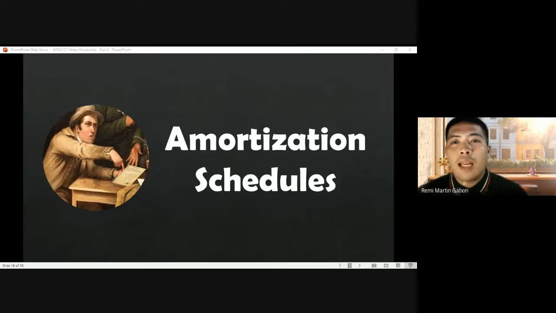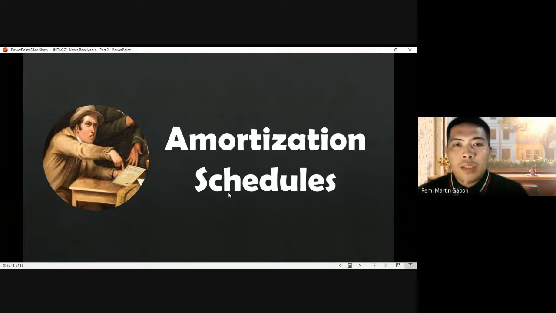Para mas madaling alalahanin the difference ng future value at present value, ganito na lang. Gumawa ka na lang ng simple question. Future value, how much is the value of my investment in the future? Present value, how much is the value of my investment today? Or how much will I invest today? Ganun na lang. Okay? So proceed tayo with amortization schedules.